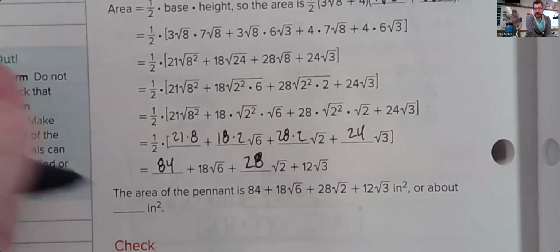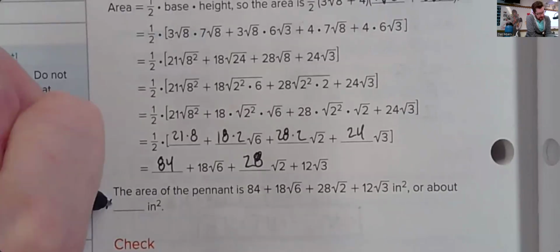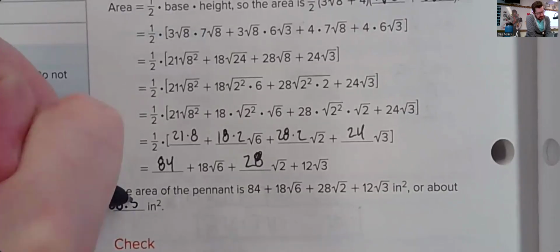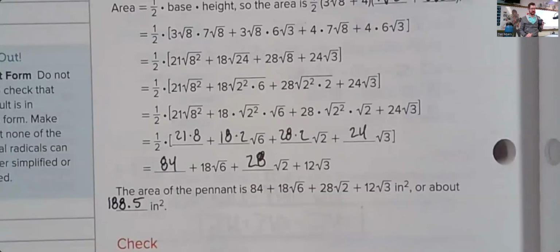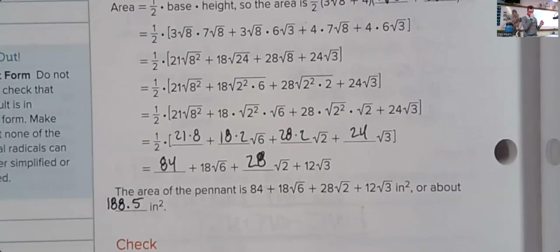Okay, and then if you round that to a single decimal, what would it be? Yeah, 188.5 inches squared. Cool. Nice. So we are getting relatively close, a little bit of work to do. This is a long lesson. All right, let's keep going.